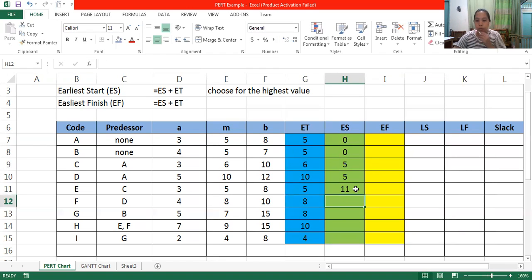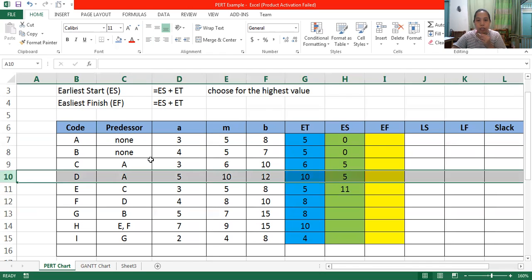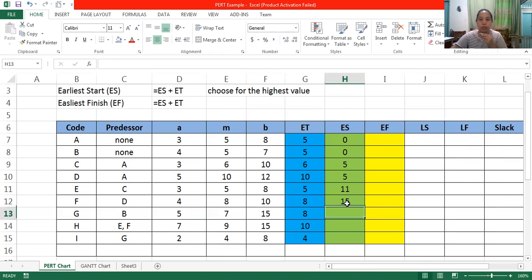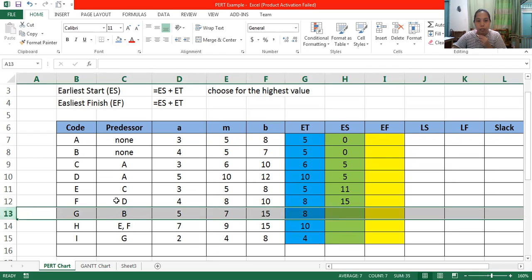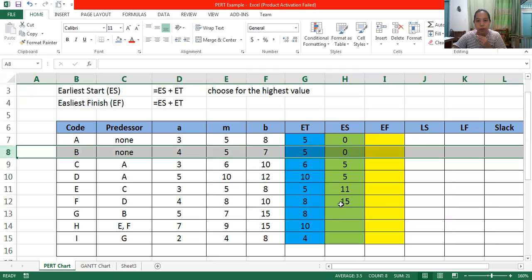Next is F. For F, you will go back to D. D is 5 and 10, so that is 15. Then G. The predecessor of G is B. So let's go back to B. That is 0 and 5.